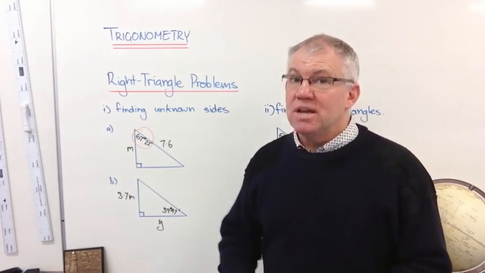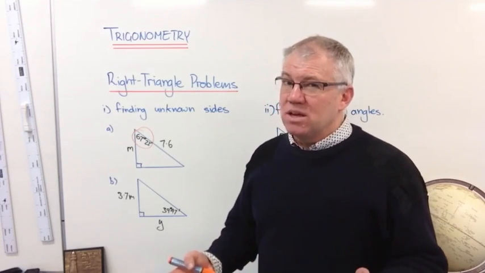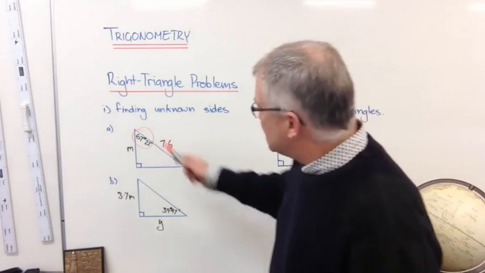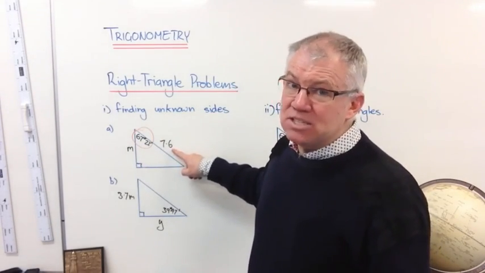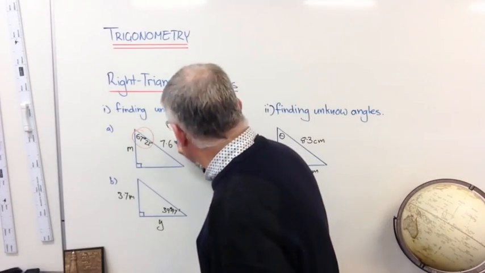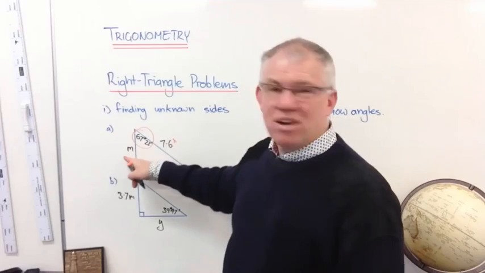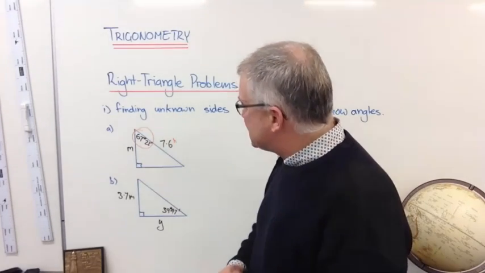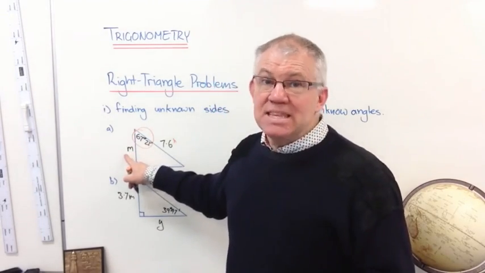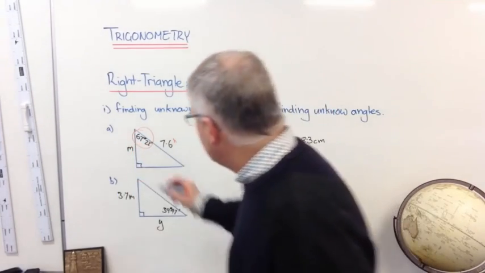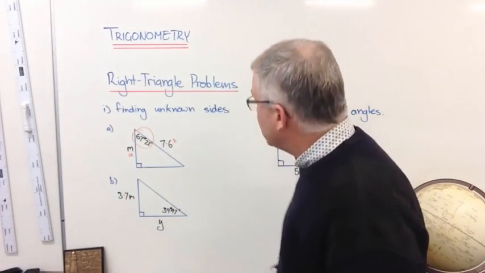Now what we do is we establish what sides we have to work with and what their relationship is to that angle. We've got this 7.6 and that's pretty clear, that's the hypotenuse. So let's give it a little h. And the other side that we've got with respect to this angle, 67 degrees and 22 minutes, the other side m, that's an adjacent side. So we'll put a little a next to the m.